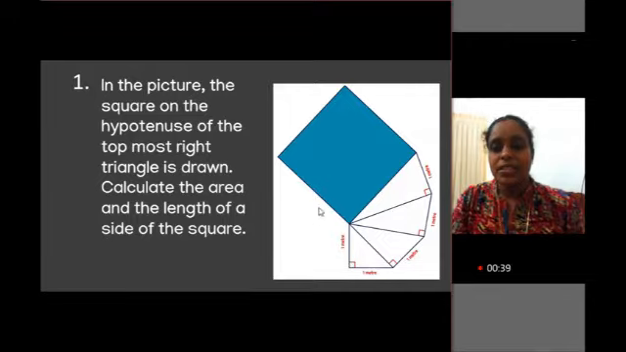From the question, it is clear that we want to find the area of this square and also find the length of one side of this square. For that, here it is given that the length of this side is 1 meter and here this length is 1 meter. Again, here you can see that this is 1 meter. Here this length is 1 meter and here it is also 1 meter. So I'm going to give the name of these triangles.